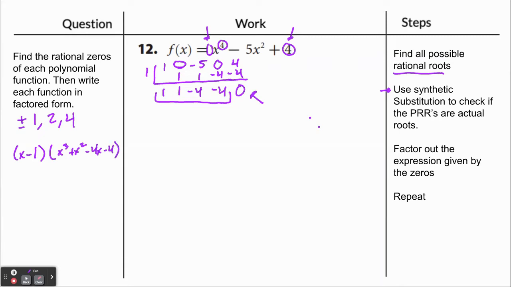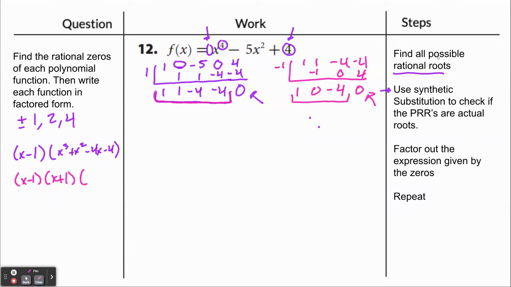Now I'm going to continue looking through my possible rational roots, but I am going to use the factored form that I have created here. So I'll go ahead and do negative 1 here. 1, 1, negative 4, and negative 4. Bring this down. Multiply to get negative 1. Add to get 0. Multiply to get 0. Bring down negative 4. Negative 1 times negative 4 is positive 4. And boom, I got another 0 here. So now factoring that out, I still have my x minus 1 here. Now I have x plus 1, because if negative 1 is a zero, that means if I were to plug it in here, it would give me 0. And what's left is my remaining polynomial, x squared minus 4.